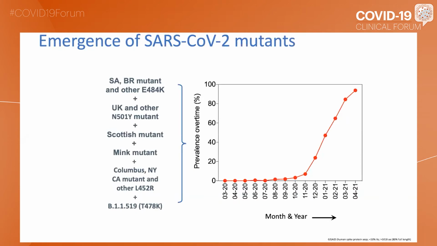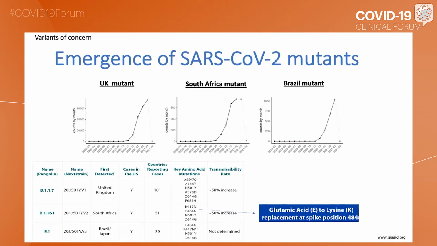Over time, especially from last autumn, you can see that the prevalence of the variants of concern has been increasing. So what are these variants of concern? Let's look at some of them. One is the UK mutant. The UK mutant is also called B117 and is characterized by certain key amino acid mutations and has been associated with an approximate 50% increase in transmissibility rate.